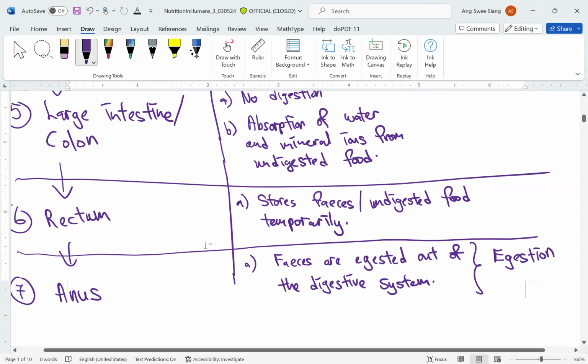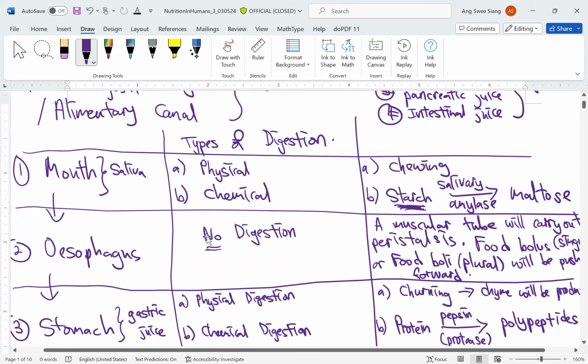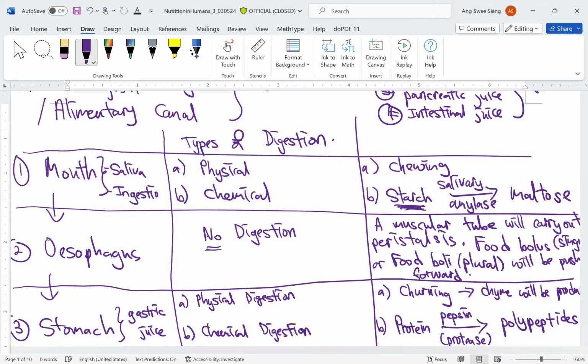Then digestion, you should know already. I already told you where the different types of digestion occur in the different parts of the body. So there is another word called ingestion. Ingestion is basically the process whereby you put any food or drink into your mouth. I simplify the definition a bit. Ingestion means eating and drinking.